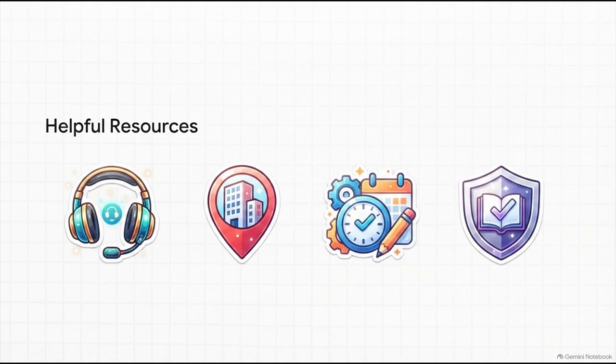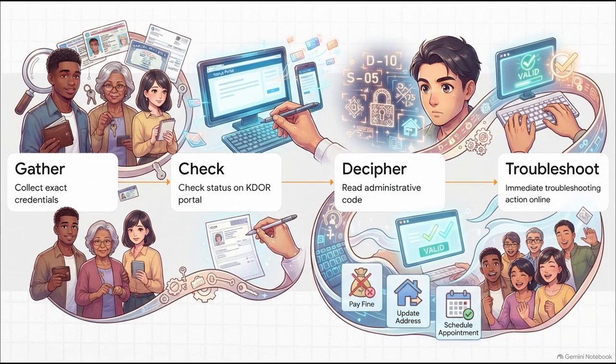So the crucial point to take away from all of this is this simple 4-step chronological journey. Gather your exact credentials, check your status regularly on the free KDOR portal, decipher the exact status code you get back, and finally, take immediate troubleshooting action online if you see anything other than valid.